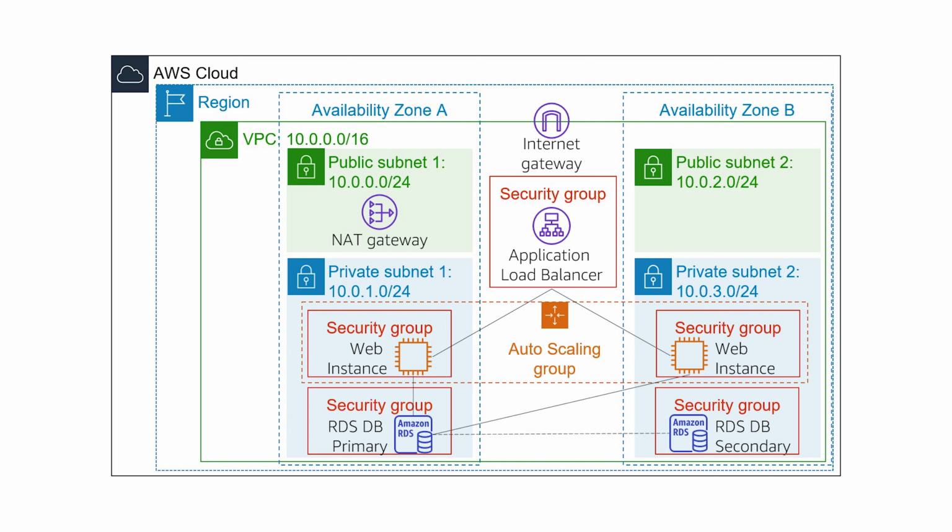In this lab, we are going to do two things. We create a load balancer, application load balancer, and autoscaler, and we will move our web server to the private subnet so it can speak with the RDS.